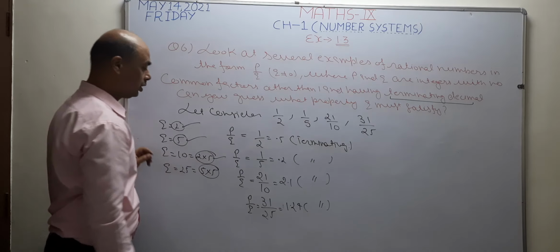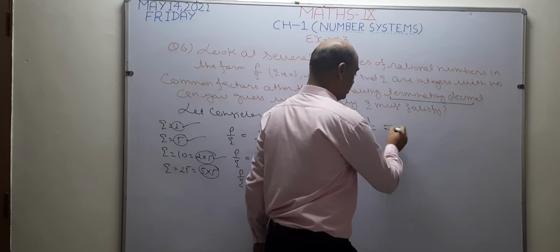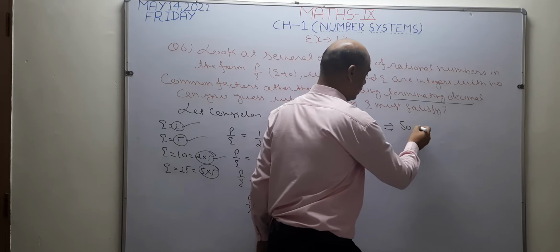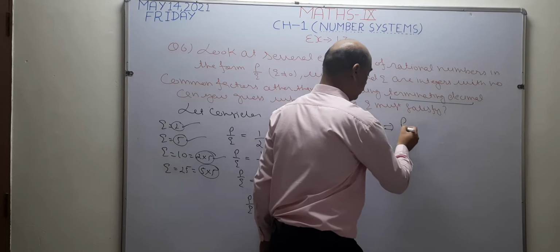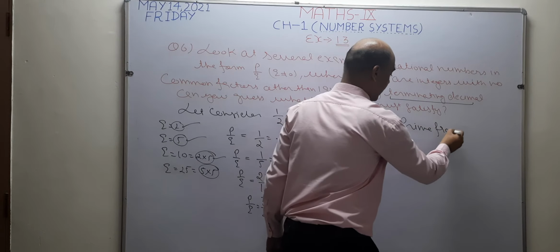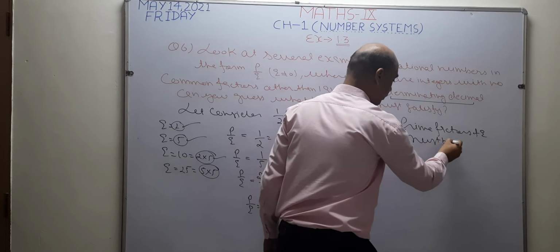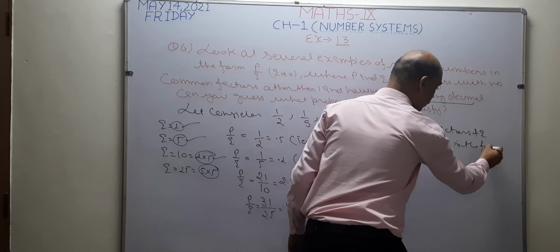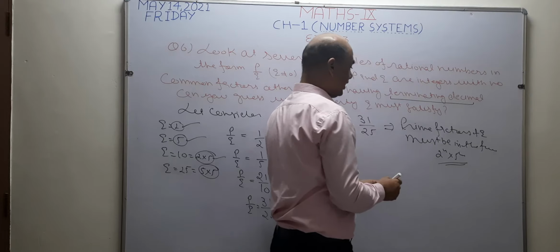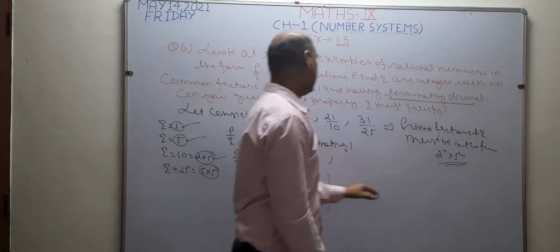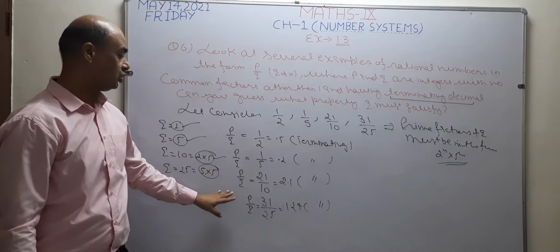So which property did you get from the examples of these 4? You write here the answer: the prime factors of q must be in the form 2 raised to the power n and 5 raised to the power m. This is the property. When any q satisfies this property, then that type of rational number represents a terminating decimal expansion. This is your answer.